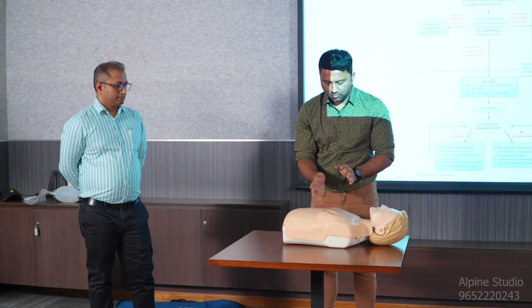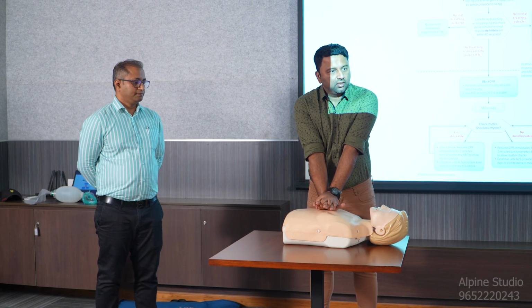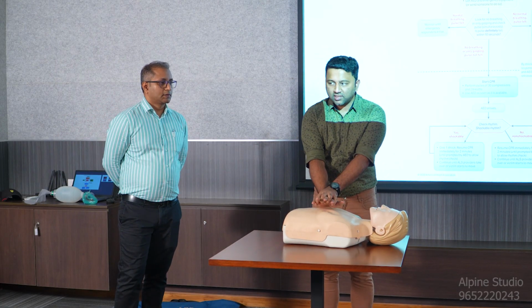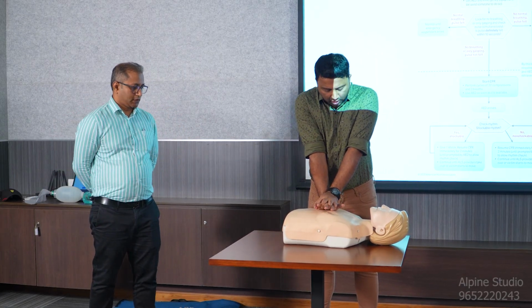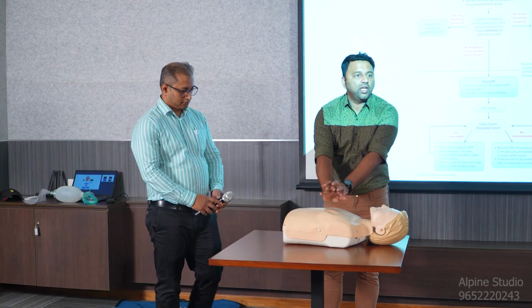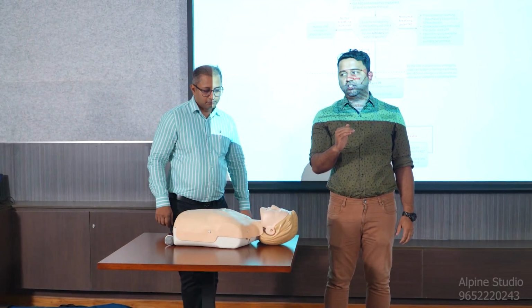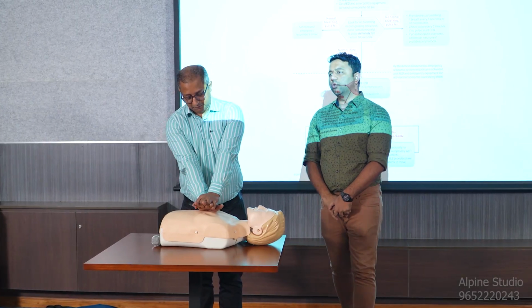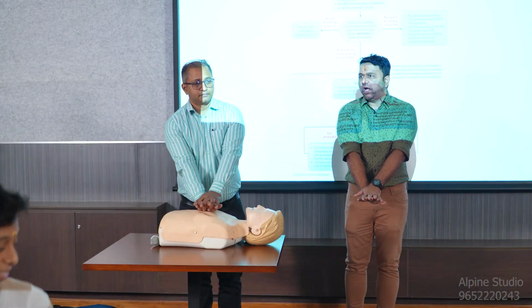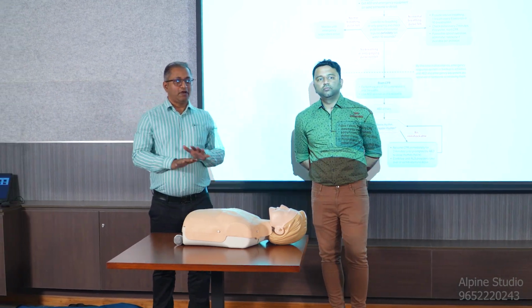With the heel you have to touch the lower part of the sternum and start compressing. And you should always allow the recoil also. We have to press and allow the recoil. Generally we go 2 to 3 inches into the chest, that is 4 to 5 centimeters, and we allow the recoil. For an adult, at least 5 centimeter depth you have to maintain.